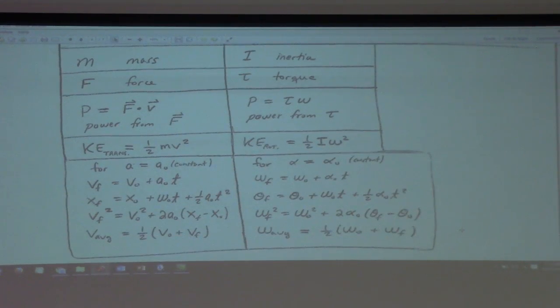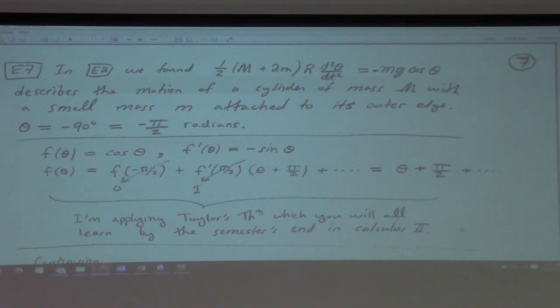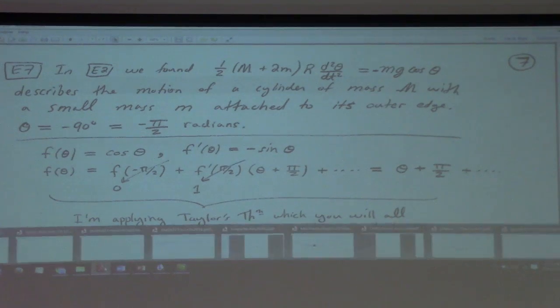And this goes on. Kinetic energy translational, kinetic energy rotational. I just take the m and replace by I. These are the constant acceleration formulas. These are the constant angular acceleration formulas, right? And yeah, I don't know, it's pretty cool. I should show you these examples next time. They take more time. Let me show you a simple one for the time we have remaining.